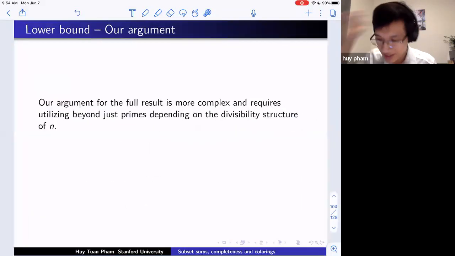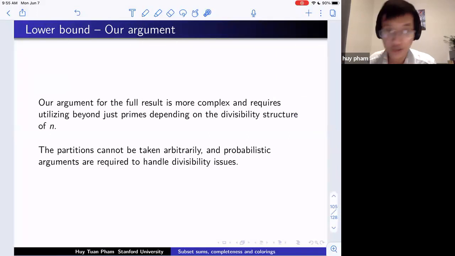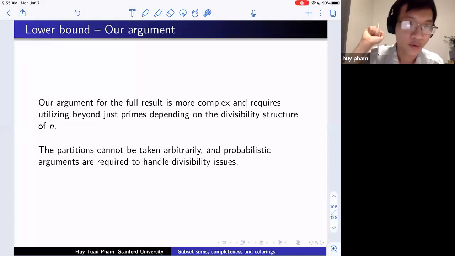In fact, our argument is more complex because we cannot use just primes. Based on the divisibility structure, or the prime divisors, of N, we have to choose the elements that we use to consist of more than just primes. And then we have certain divisibility issues. So unlike the previous proof sketch, we cannot take the partition in the framework arbitrarily, and we have to use probabilistic arguments to handle divisibility issues.